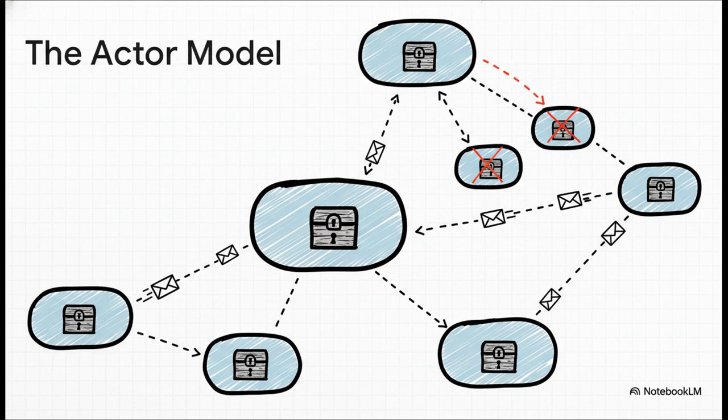In this model, everything is an actor. Each actor has its own private data that nobody else can touch. The only way they can communicate is by sending messages back and forth. No shared variables, no locks. It just eliminates an entire class of concurrency bugs by design.